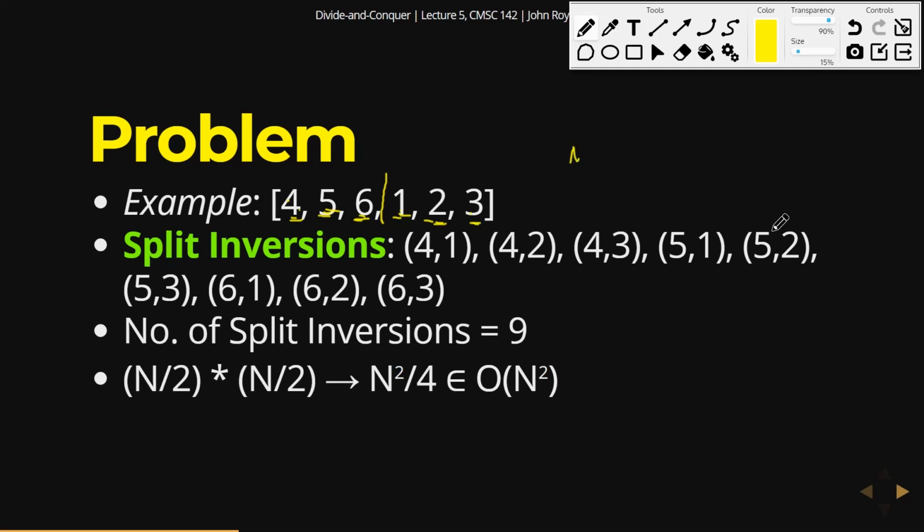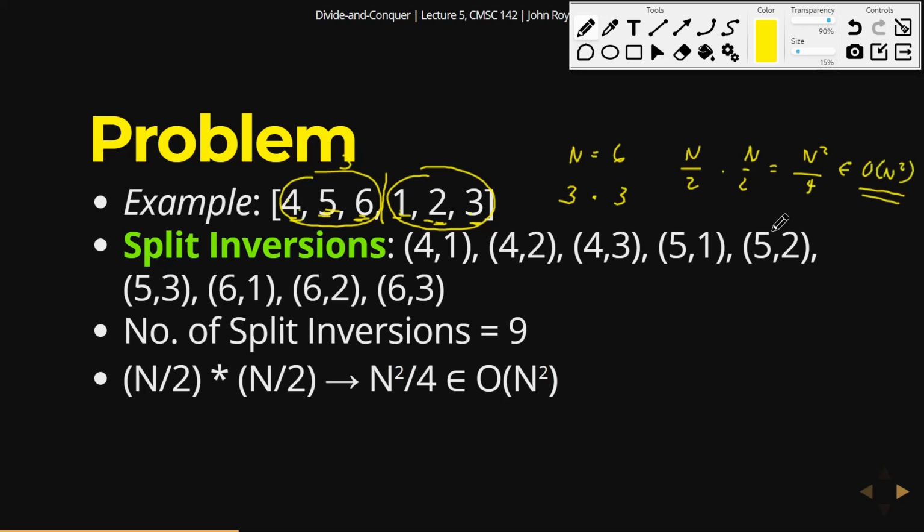And then, how did we get 9? So basically, if n was 6, there were 3 items in a half, right? And for each of the 3 of them, they were involved with the 3 on the right as well. So that would be n over 2 times n over 2, which is n squared over 4. But n squared over 4 is still O of n squared. So our number of split inversions could still be n squared. So it would be difficult to count them in linear time because there are n squared of them.